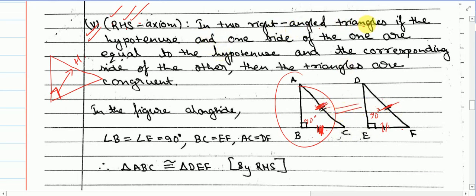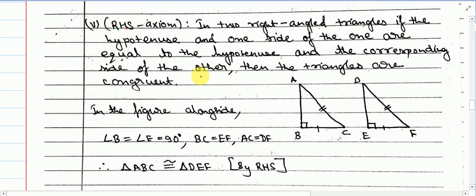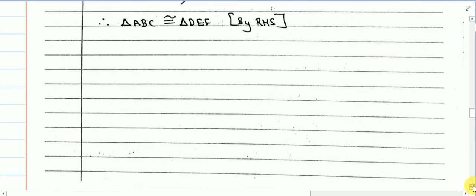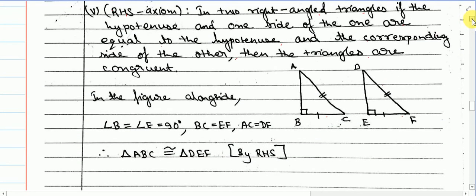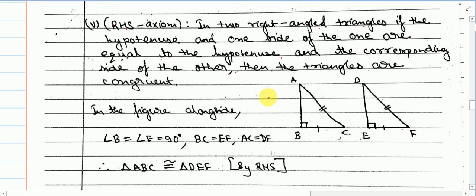So in two right angle triangles, if the hypotenuse and one side of the one are equal to the hypotenuse and the corresponding side of the other, then the triangles are congruent. So you'll write down this, you'll draw the figure also. This is all for today. In the next class we will use these conditions to solve the problems.